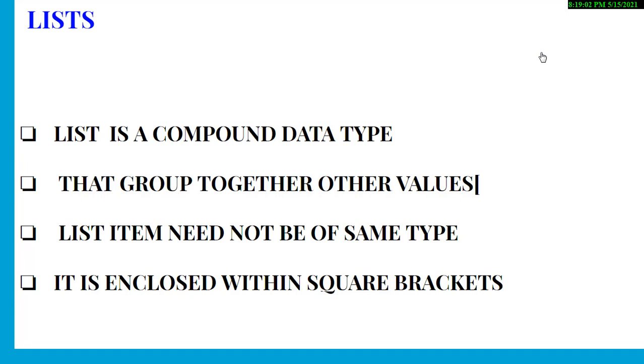The list need not be of the same type. The list can contain a series of strings, a string, an integer, or floating numbers. It is enclosed in square brackets, and each of the values or items in the list is separated with a comma.